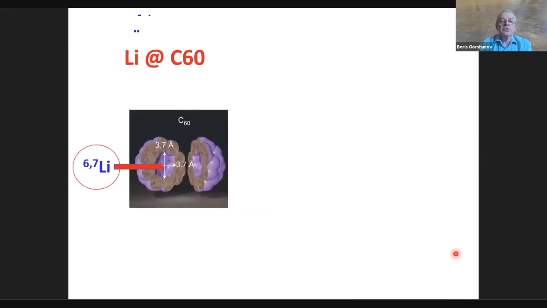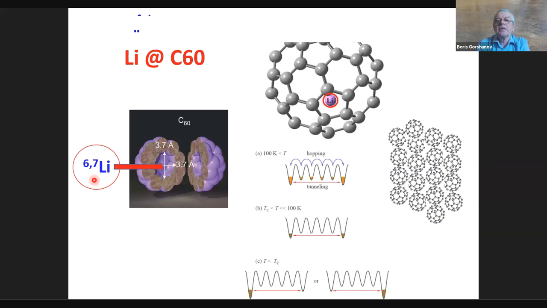First, I will show you some fresh results about what happens if, in the terahertz range, you put a lithium ion inside. Since lithium is very small, it can travel within the fullerene, and facing hexagons or pentagons of the carbon nanocage, it can experience these local minima. Depending on the temperature, the lithium ion can either fly above those minima, or at low temperatures it can be localized within minima, hop between the minima, or even tunnel between those minima.